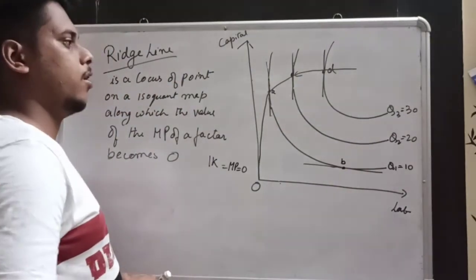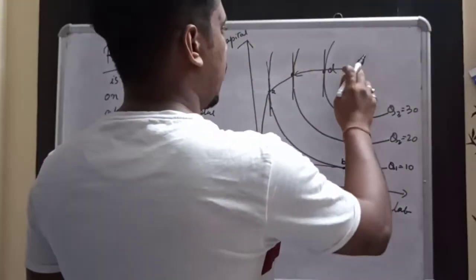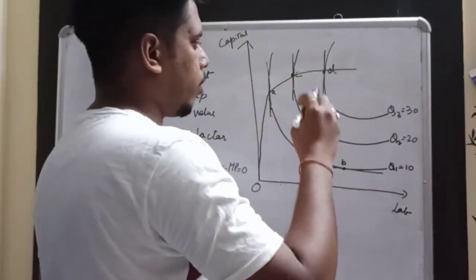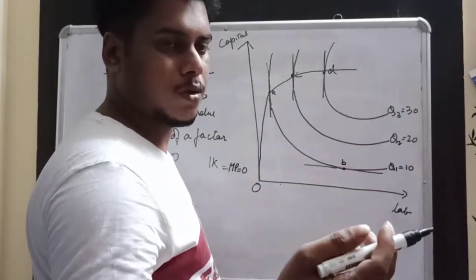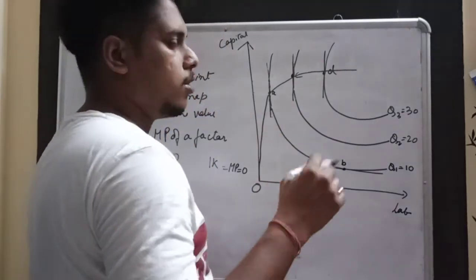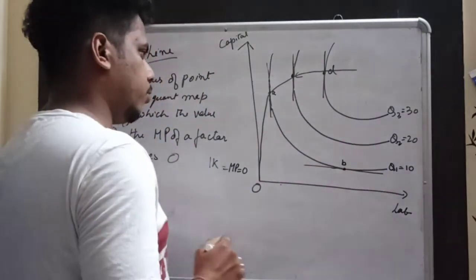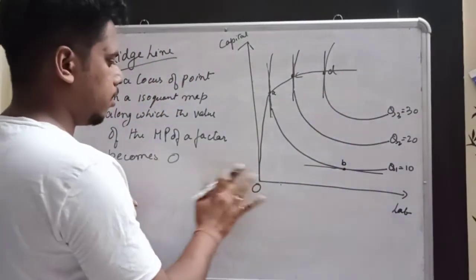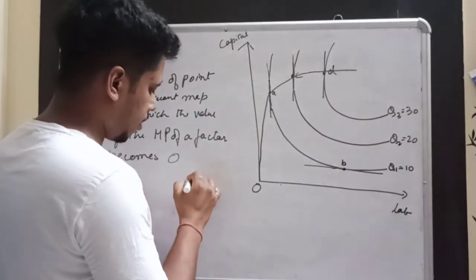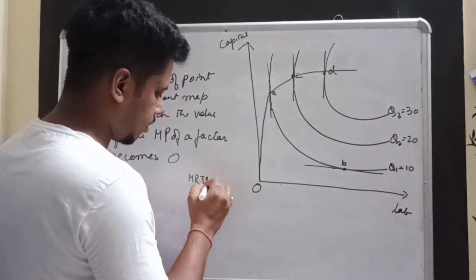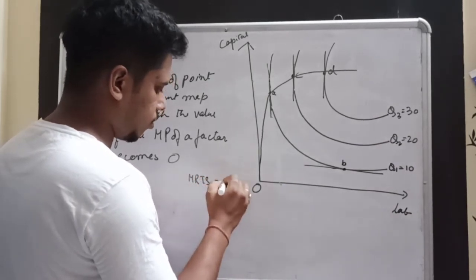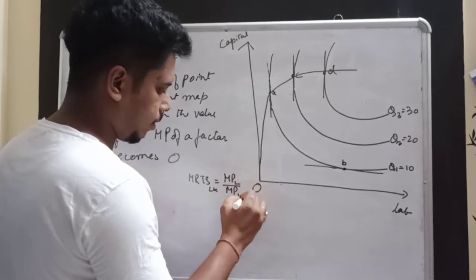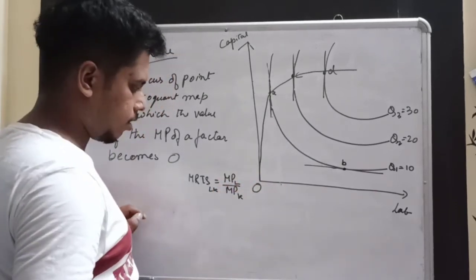So this is the upper ridge line. How did we get it? By joining the various points lying on various isoquants at which the marginal productivity of capital is zero. And along this upper ridge line, the value of MRTS LK equals marginal productivity of labor by marginal productivity of capital, isn't it?